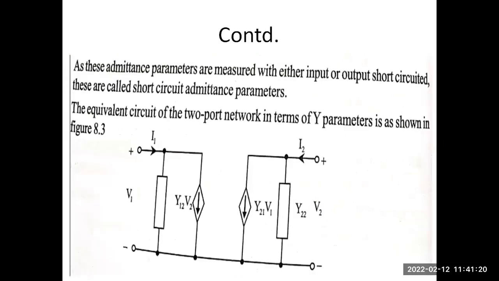Okay. So now let us say you have to draw the equivalent circuit. As these admittance parameters are measured with either the input or output port short circuited, these are called the short circuit admittance parameters. Why is it known as the admittance parameter? Because in every case we have seen that you are going to short either the input port or the output port, and you are measuring the I by V ratio, which is basically the admittance. And that's why it is known as the short circuit admittance parameter.